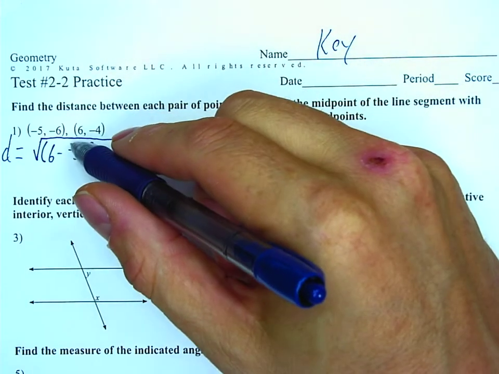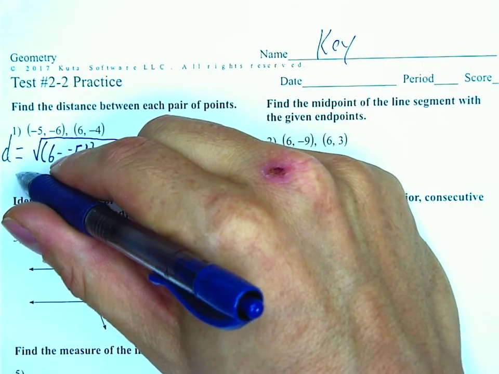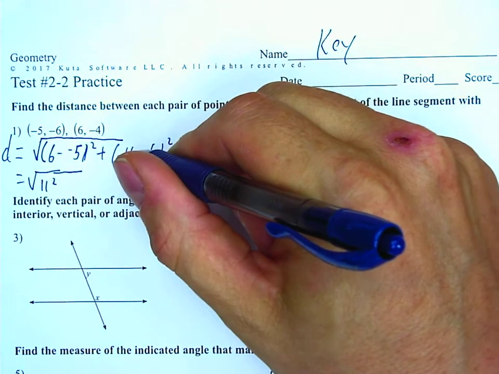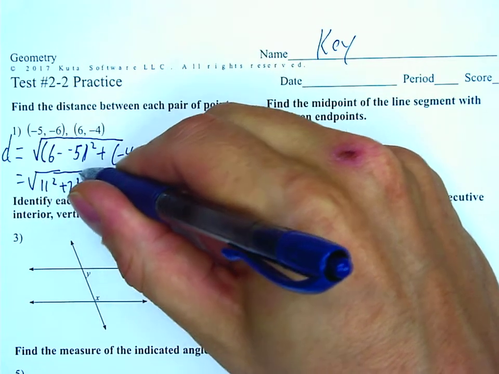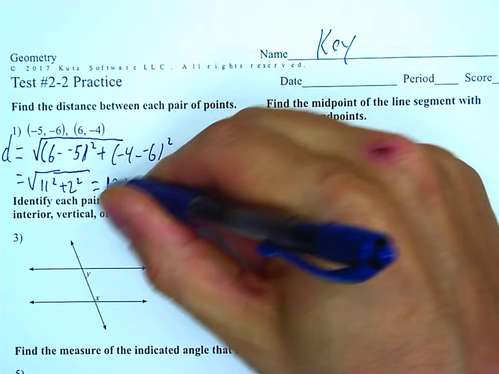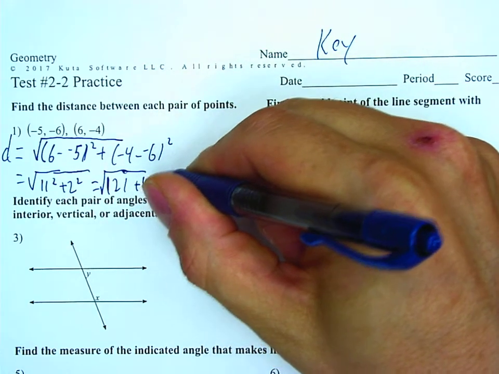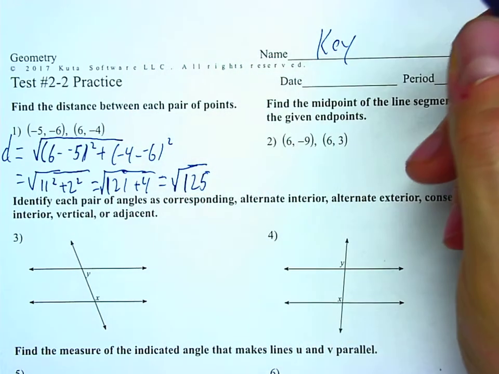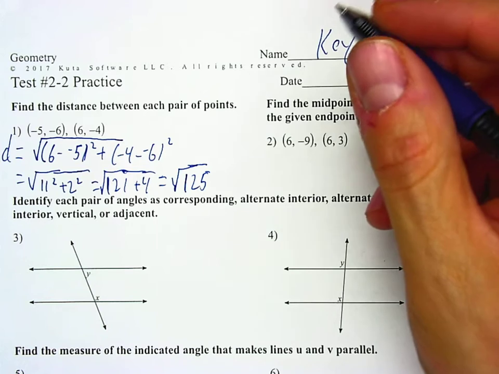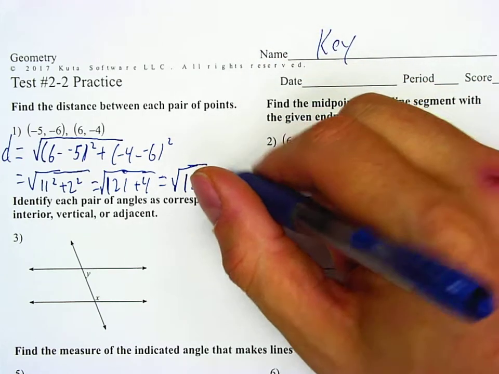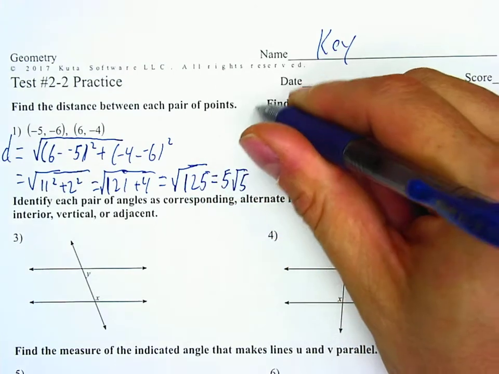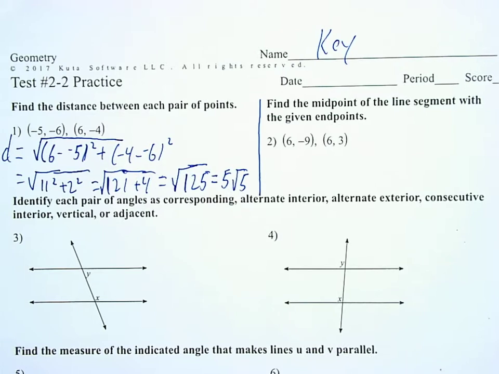So minus negative becomes a plus, so that becomes 6 plus 5, or 11 squared. And then minus negative becomes a plus, so that becomes -4 plus 6, so that becomes a 2 squared. So I have here 121 plus 4, which is the square root of 125. The reduction here is 25 times 5, because 125 is 25 by 5. So my finished answer will be 5 root 5, because 125 divides by 25 5 times, and the square root of 25 is 5.